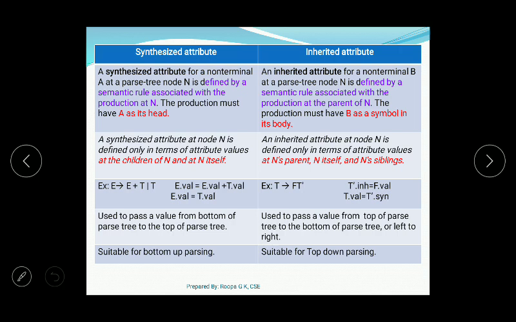Then according to this, E gives T, one more production is there, no? It is written as E.val is equal to T.val. The T value is assigned to the E value.